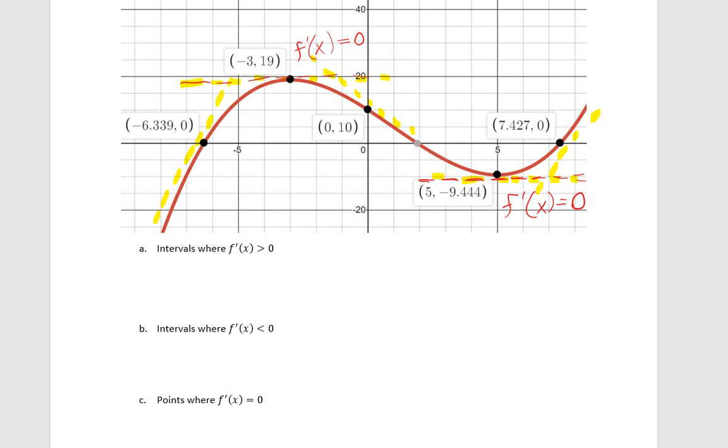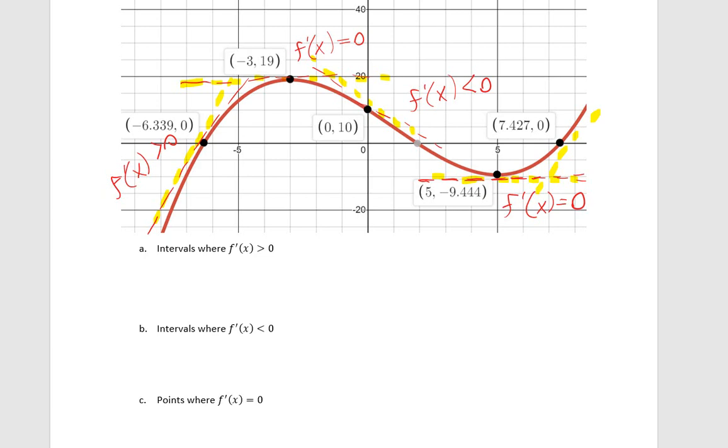Now, if I look to the left of this very first peak, what is my tangent line here? Would it be positive or negative? Well, because as I look at it from left to right, it's positive. That means that my derivative is going to be greater than 0. Now, if I look to the right of that first peak, as I look at it from left to right, it's going down, which means it's decreasing. That means that it's going to have a negative slope, or a slope less than 0.